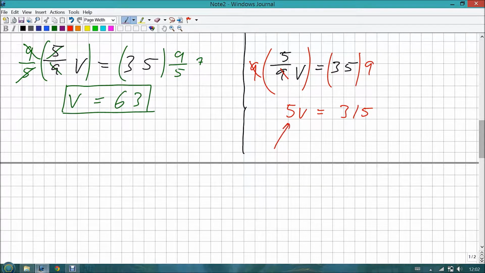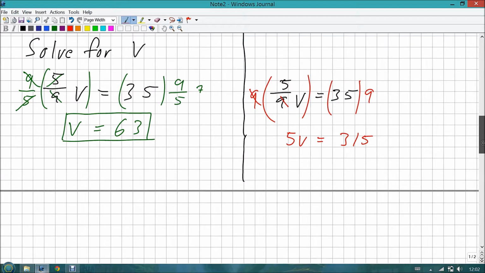I still have something hanging out with my variable. I need to get rid of it. So to get rid of it, I have to divide both sides by 5. So I divide both sides by 5. And I get v is equal to 315 divided by 5, which gives us, you guessed it, 63.